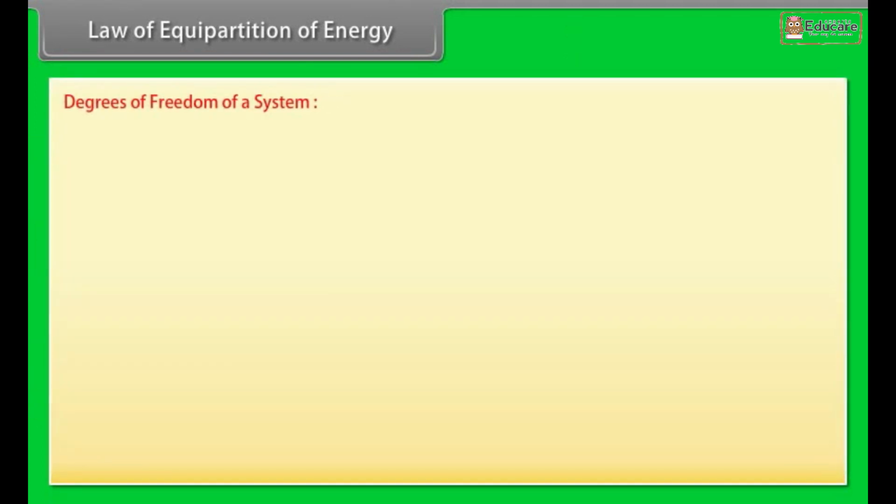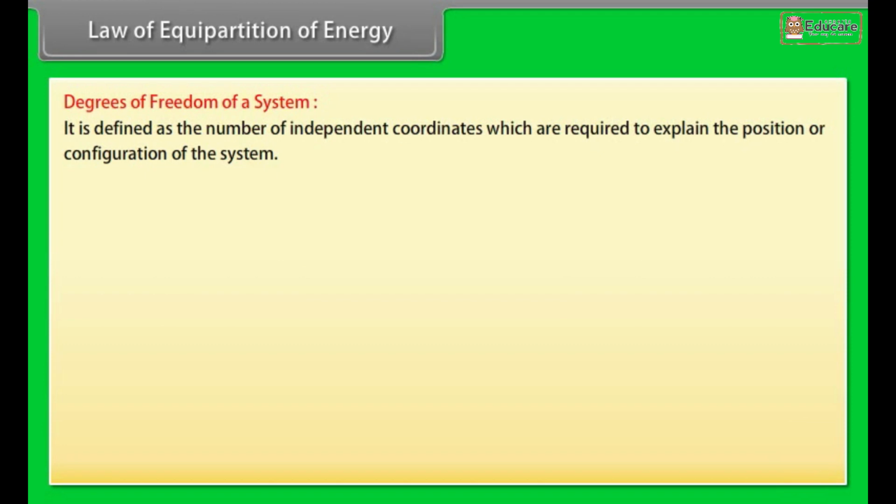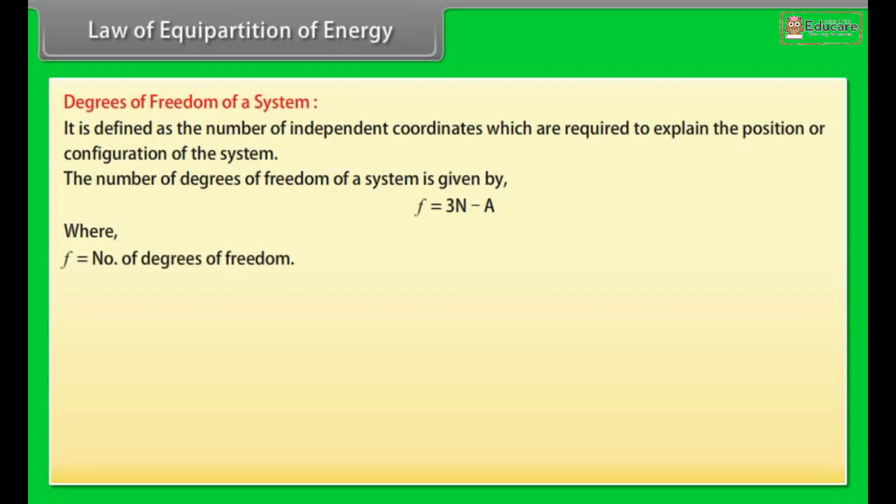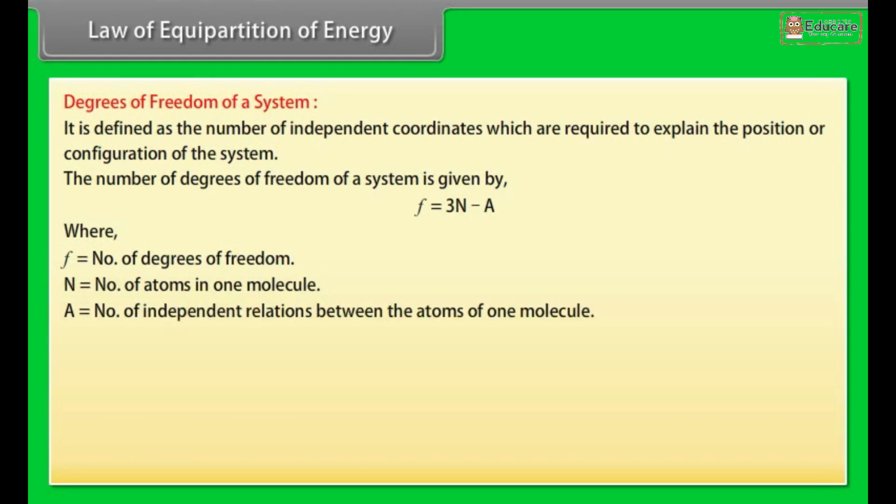Degree of freedom of a system. It is defined as the number of independent coordinates which are required to explain the position or configuration of the system. The number of degrees of freedom of a system is given by F = 3n - a, where F is the number of degrees of freedom, n is the number of atoms in one molecule, and a is the number of independent relations between the atoms of one molecule.